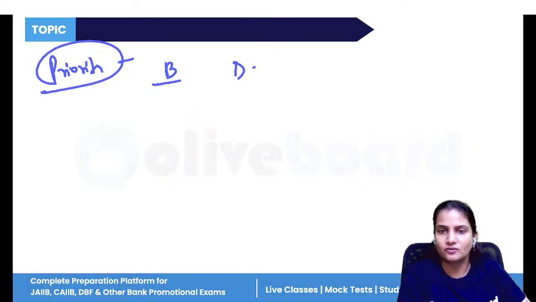A, B, C, D. All the 4 modules are important, and you can expect 20 to 25 questions from all of the modules. The number of questions may vary, and the marks may vary. Otherwise, you can expect 20 marks of questions from every module. Some modules carry 30 marks, some modules 25 marks.